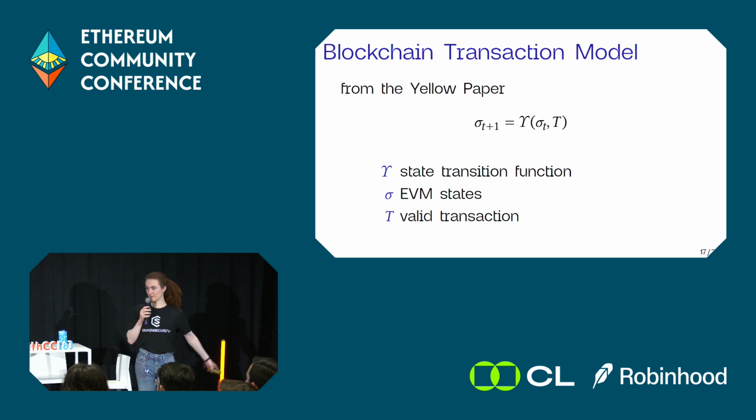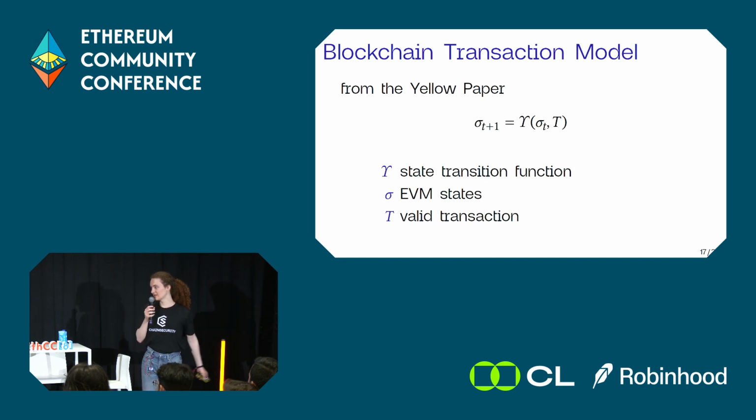So to formalize this a little bit, I took from the yellow paper the way that they describe Ethereum transactions. An Ethereum transaction is processed when you can put your transaction in this state transition function that produces the next state of the blockchain, like that. And basically the block proposer can decide what transactions it puts in which order.